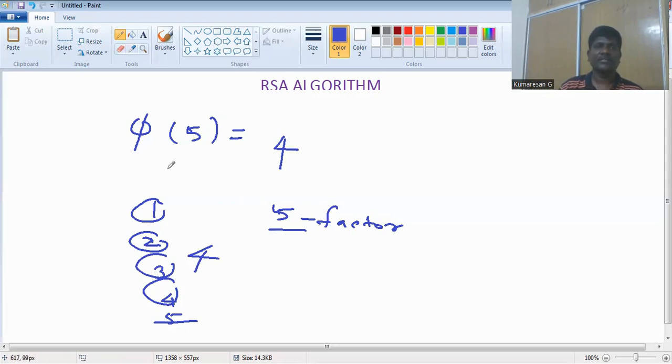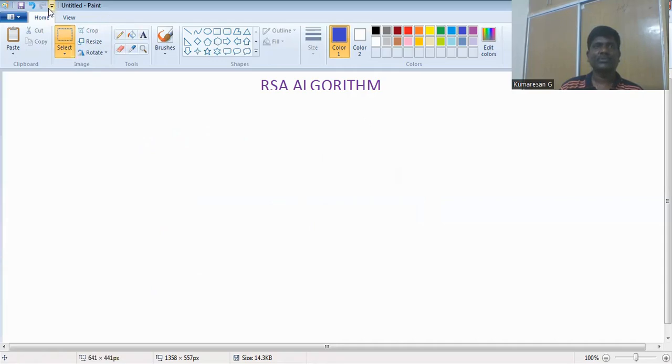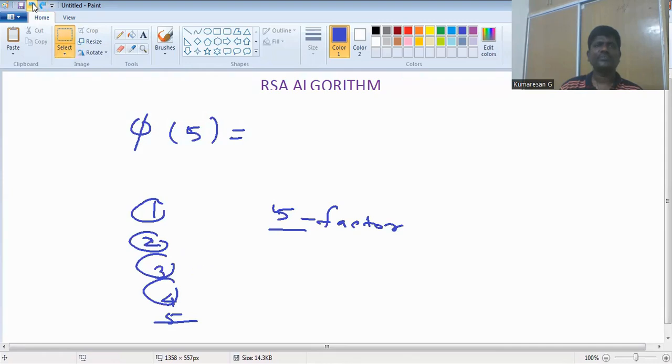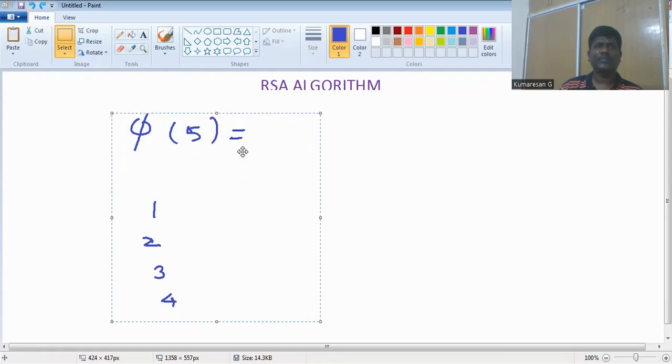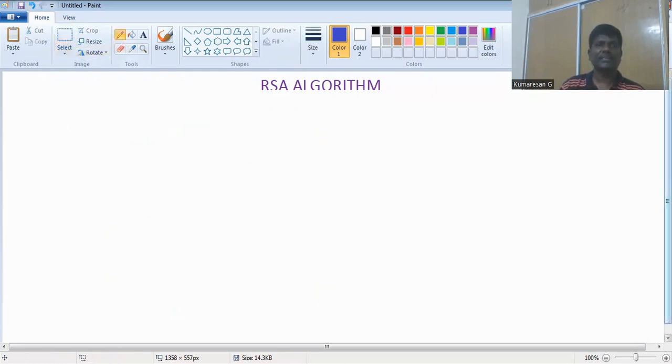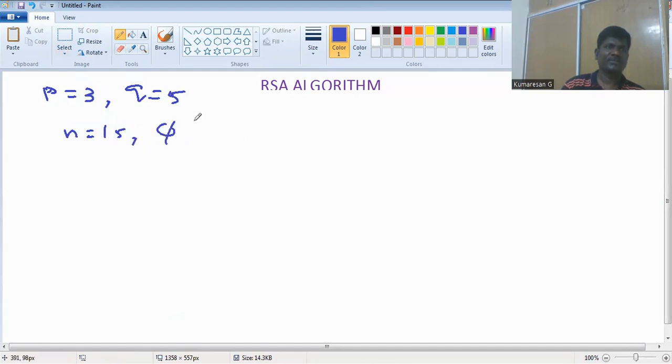Okay. Now let's see the third step. Once we find the pi of n, we need to find the public key values. Already we know that the p value is 3, the q value is 5, the n value is 15, and the pi of n value is 8. So these values are already used, and from them we need to find the public key values.